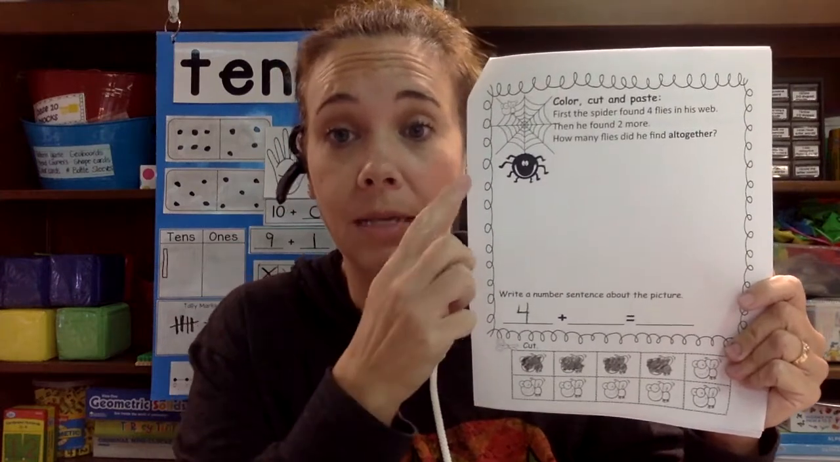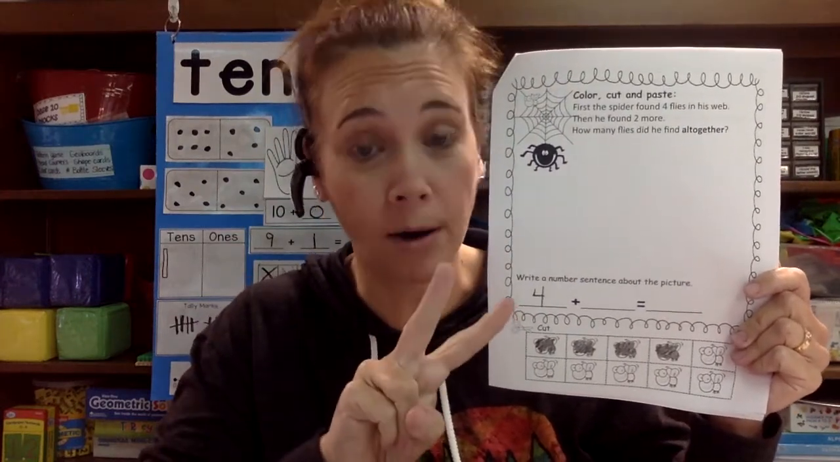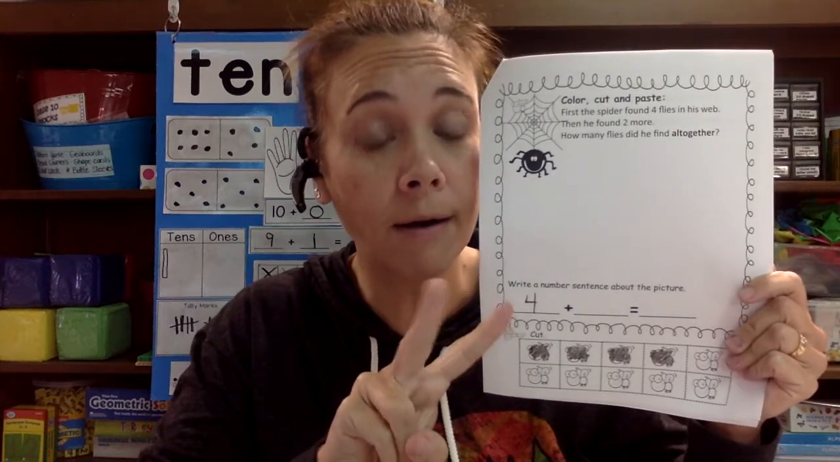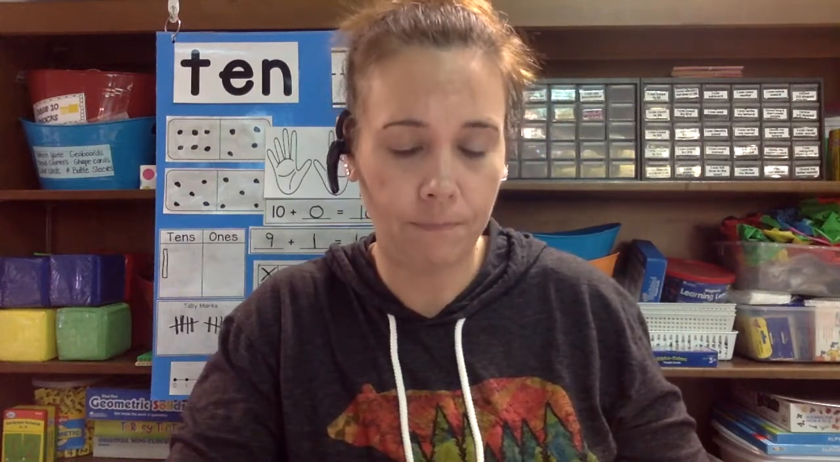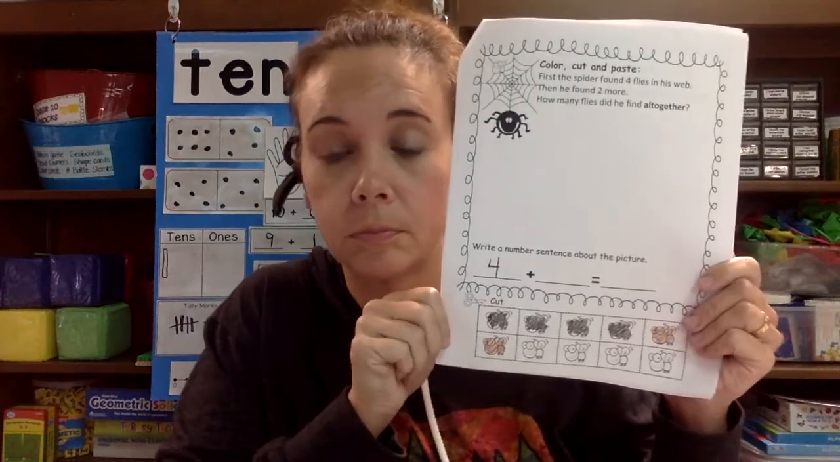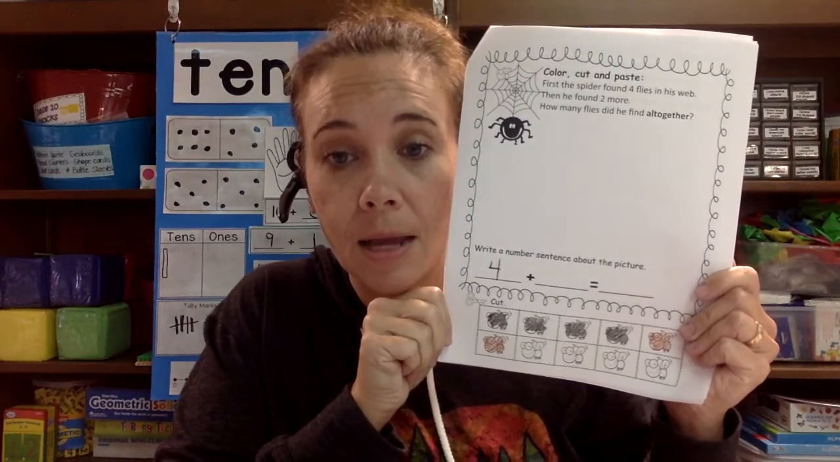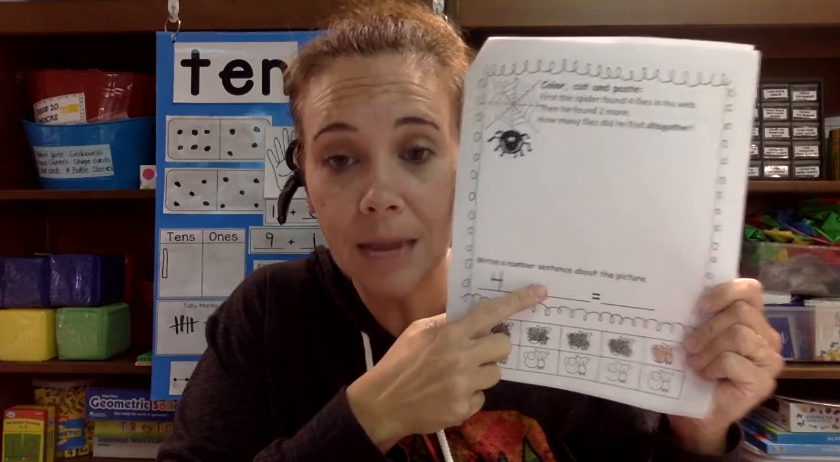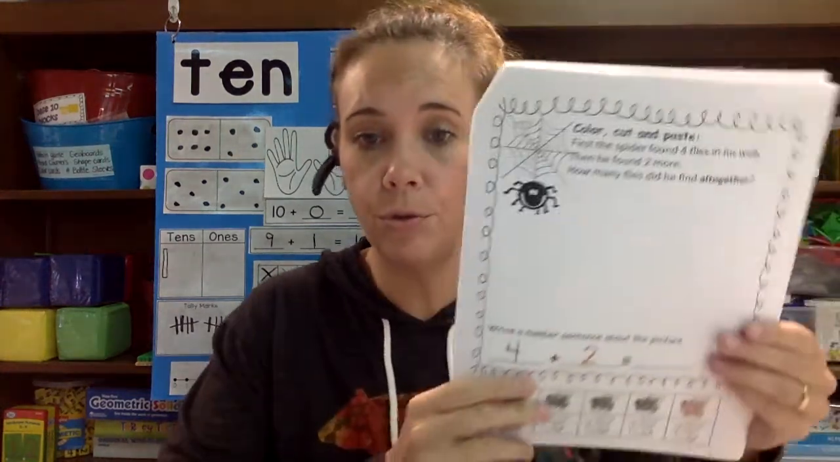The next thing our word problem says is, then he found 2 more. When we hear the word more, we know we're going to add more. I'm going to get a different color this time. I'm going to get brown, and I'm going to color 2 flies brown. 1, 2. There it is. Now I need to write my number 2 on the second line here in my number sentence. Up and around, down the track, toot.